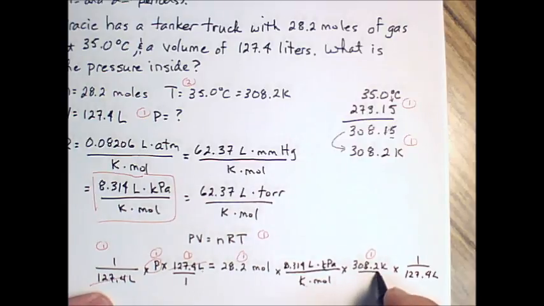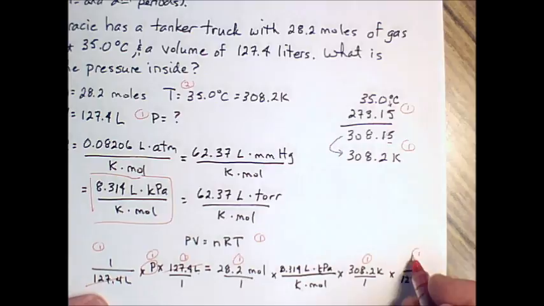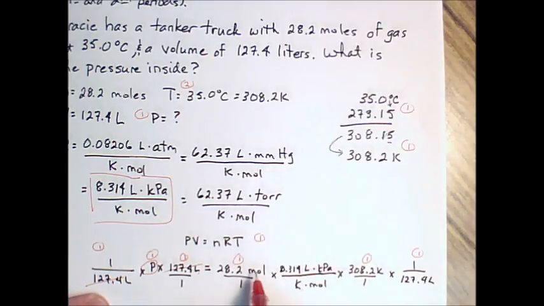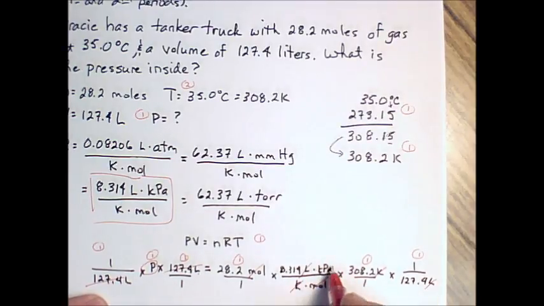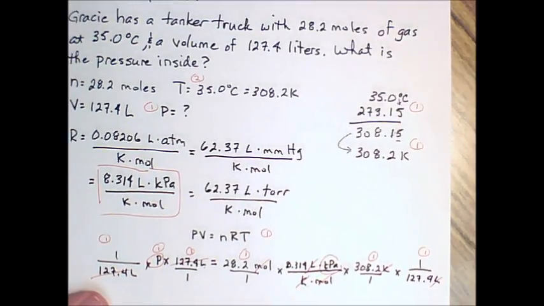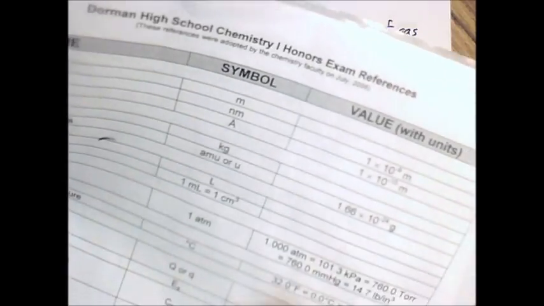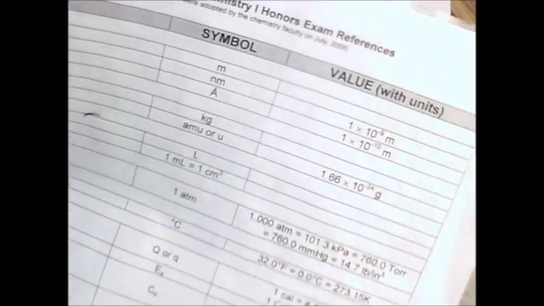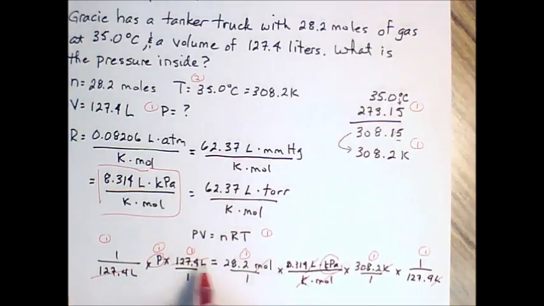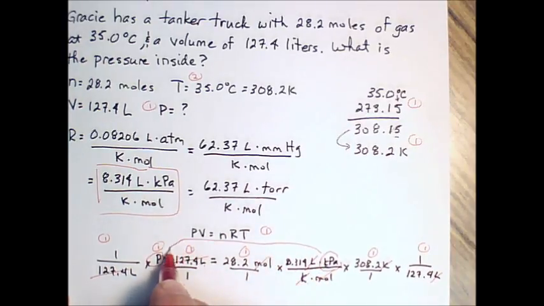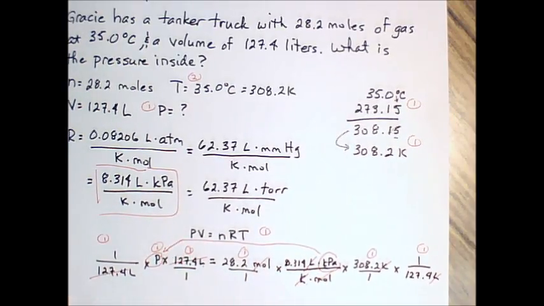I'm going to put everything over 1, just to make it easier to see what units we can cancel. Give that a point. All right, now we go through and cancel all the units we can cancel. When we cancel everything, we see we've got kPa. Look on the front page of your test references and see that kPa is an acceptable pressure unit for the dimension we call pressure.